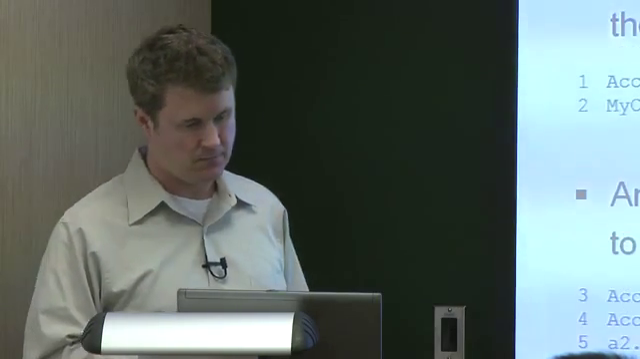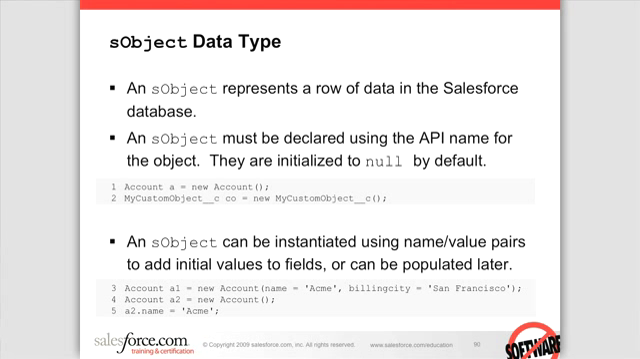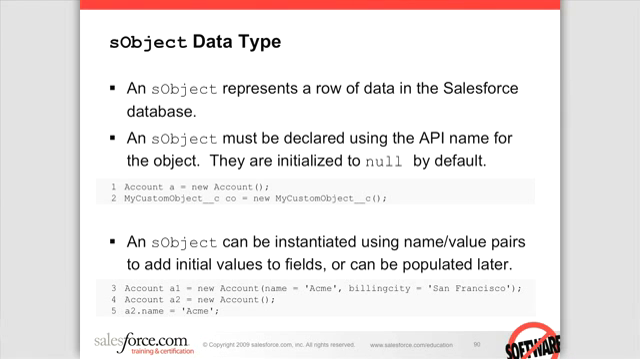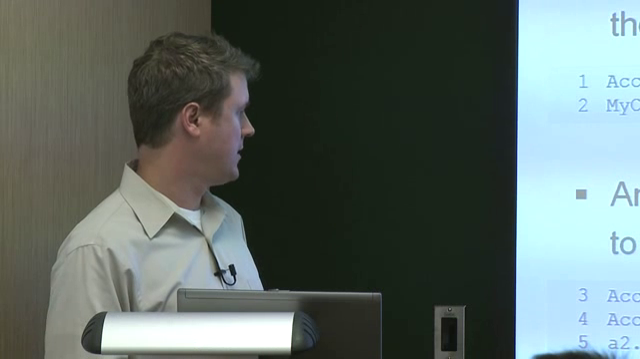All right, the all-important sObject type. You're going to be doing a lot of stuff with sObjects in Apex. Think of an sObject as a record. Anytime we instantiate an object of type sObject, that's a record that we can then do something with. We use the API names when we're creating our objects. Here we have an example of a standard object and then a custom object: Account a equals new Account, and then MyCustomObject c equals new MyCustomObject.